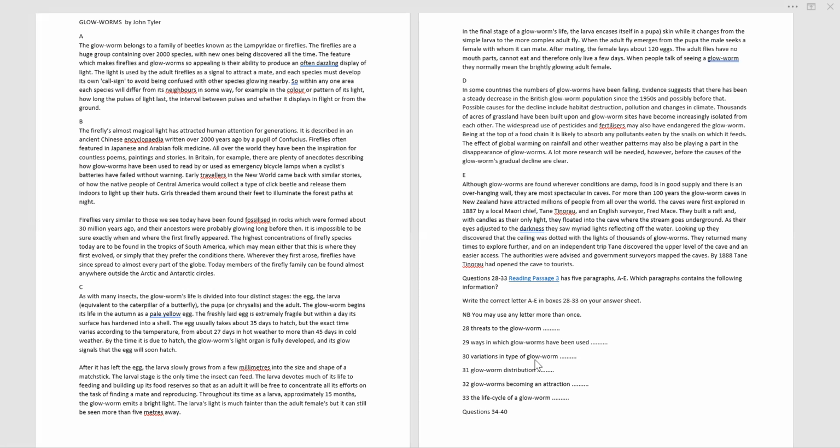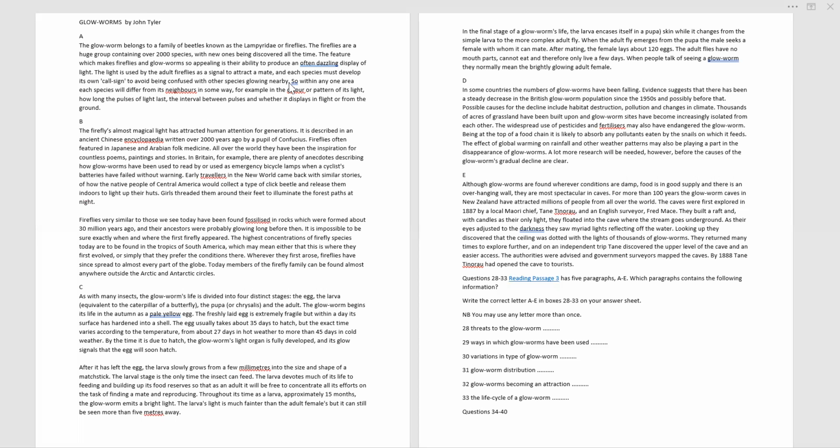It says variation in types of glow worms: they belong to the family of beetle known as the lampyridae, or firefly. Fireflies are a huge group containing this many species, with new ones being discovered all the time. The feature which makes fireflies and glow worms so appealing is their ability to produce an often dazzling display of light. The light is used by adult fireflies as a signal to attract a mate. Each species must develop its own call sign to avoid being confused with other species glowing nearby.